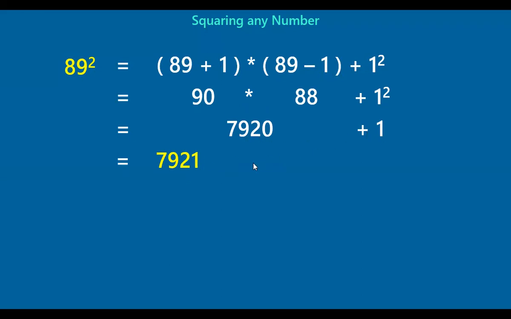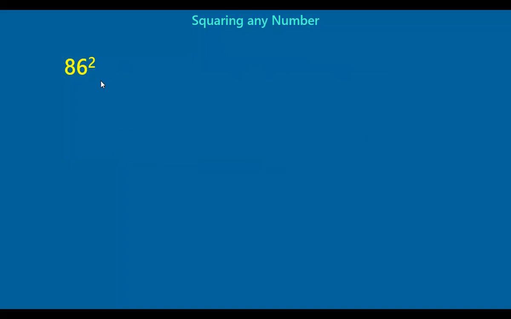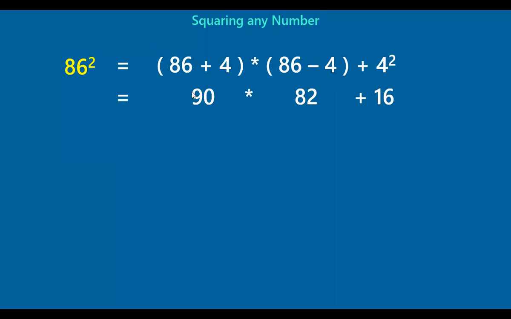Very simple. Next, another example, 86. So the nearest whole number is 90. So the difference is 4. So b value is taken as 4 and implemented here. This is 90, 82 plus 4 square, that is 16. So 82 into 9 gives 738. 0 is there plus 16. So 7396 is the answer.